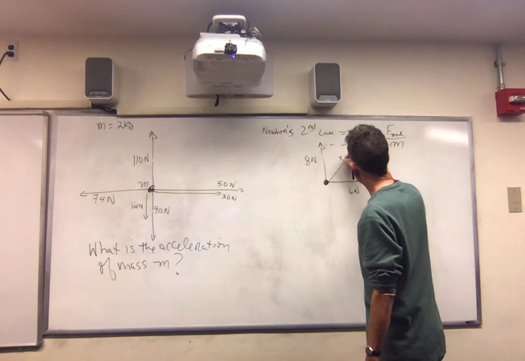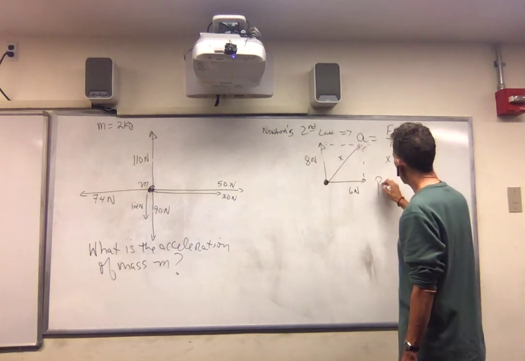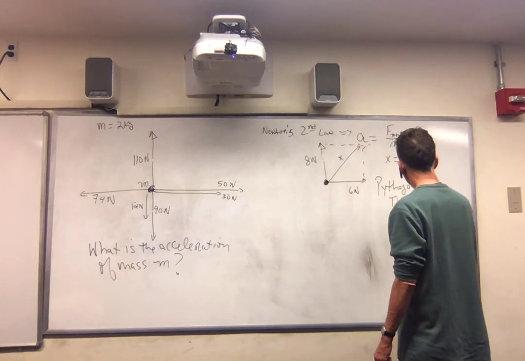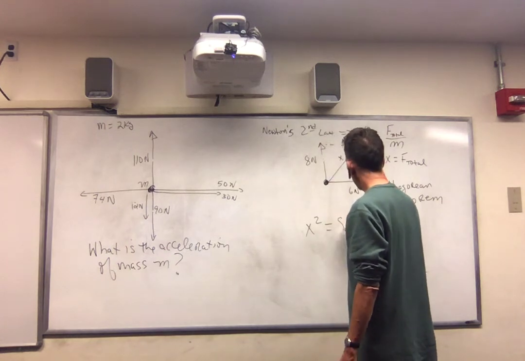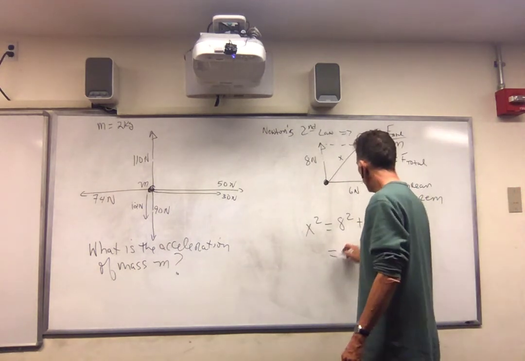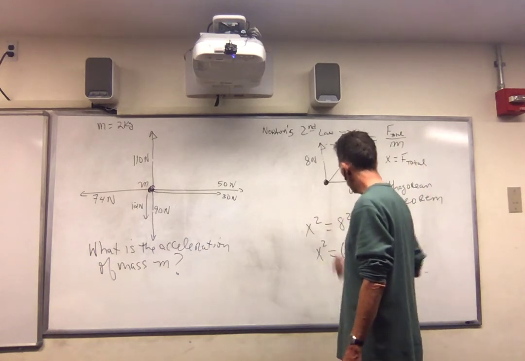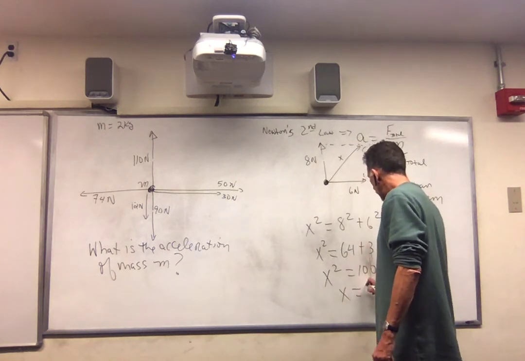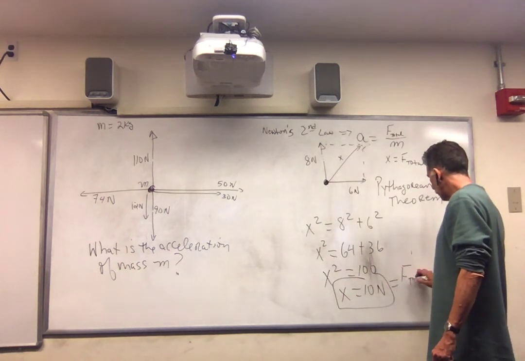We need x. X is the resultant. X is F total. So we use the Pythagorean theorem. We have x squared equals 8 squared plus 6 squared. Oh, this looks pretty good. 8 squared is 64 plus 36 is x squared. So x squared is 100. So x is equal to 10, or 10 newtons. But what was that? That was F total.